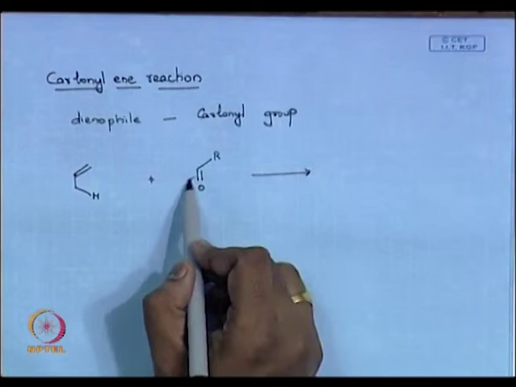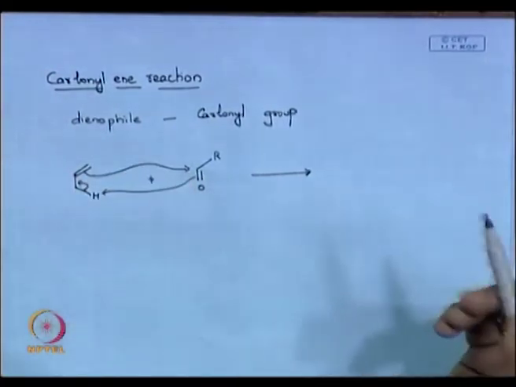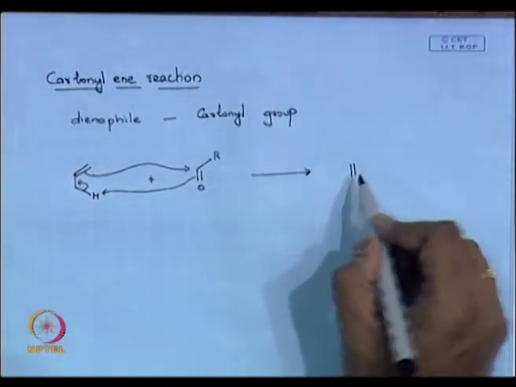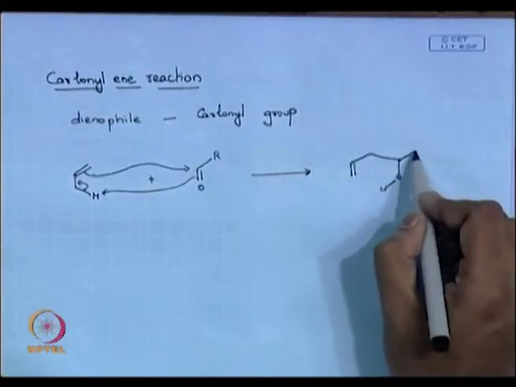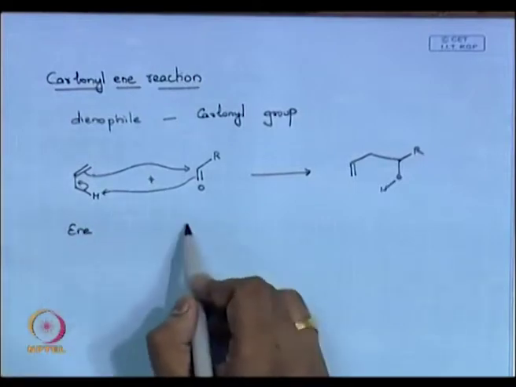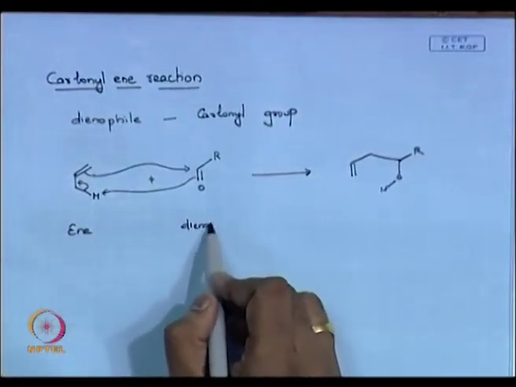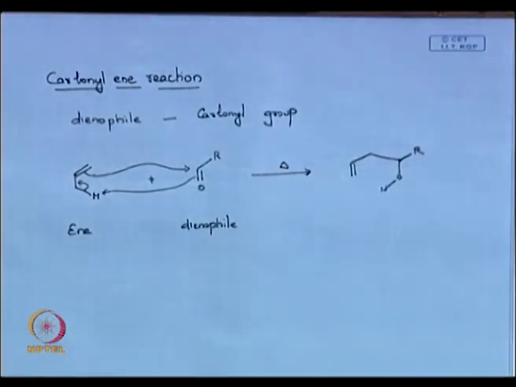What happens is similar to an ene reaction, just a variant of ene. So, this is your ene you are talking about, and this is your dienophile. Upon reacting, you get your product. This is your carbonyl; people call it the carbonyl ene reaction, where your dienophile is a carbonyl functionality.